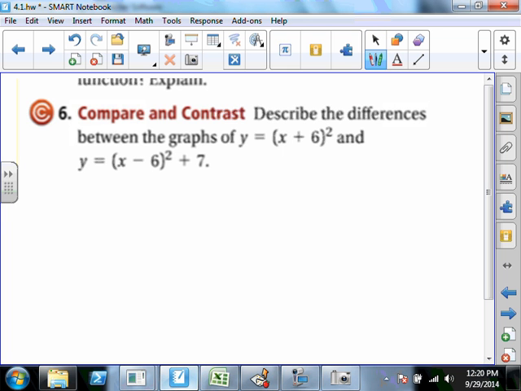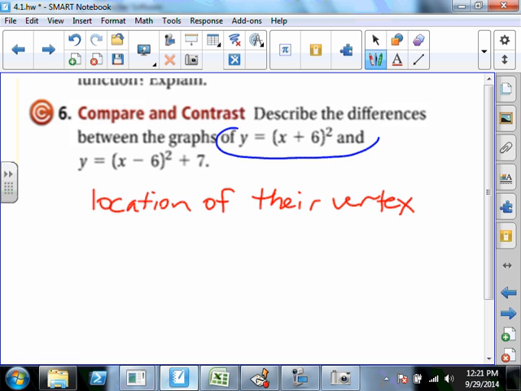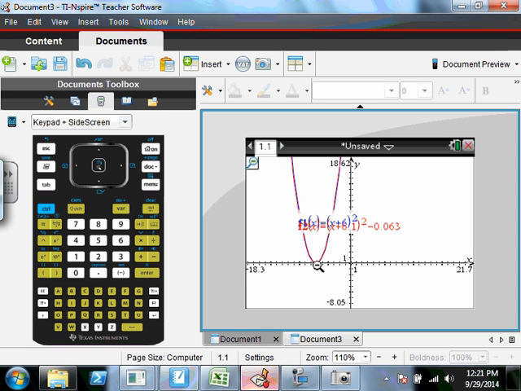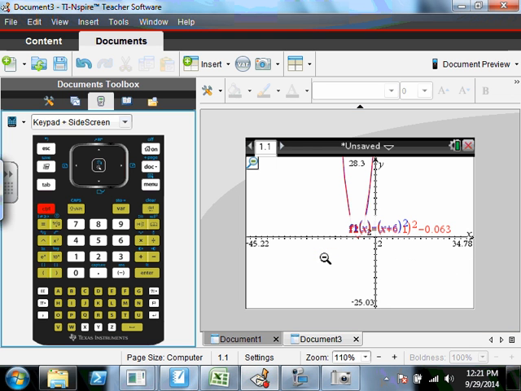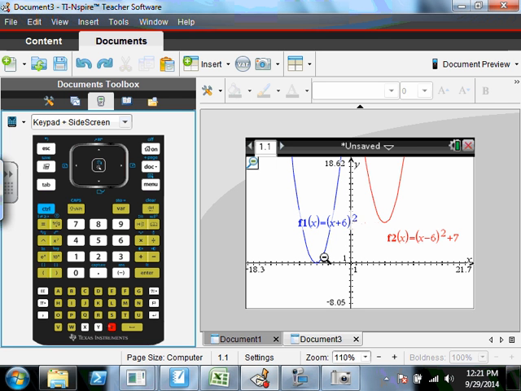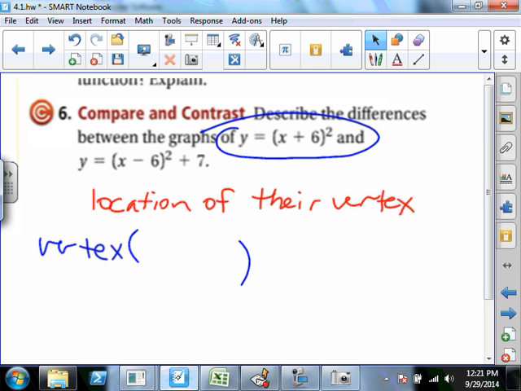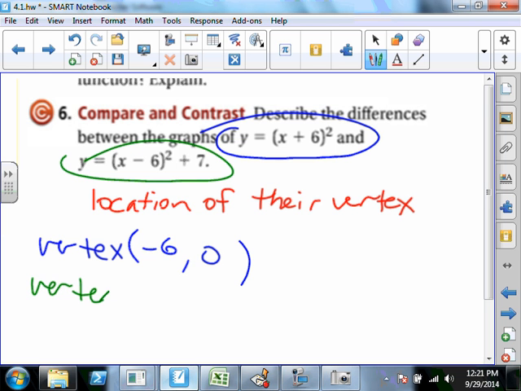Well, yeah, sure. The location of their vertex. So if we talk about this one, where is its vertex? We got to be real careful when we do this. So we're looking at the blue one, and where's its vertex at? It's at negative 6, 0. Good, yeah. So its vertex is at negative 6, 0. And then if we look at the other one, its vertex is going to be at 6, 7. Everybody cool with that?